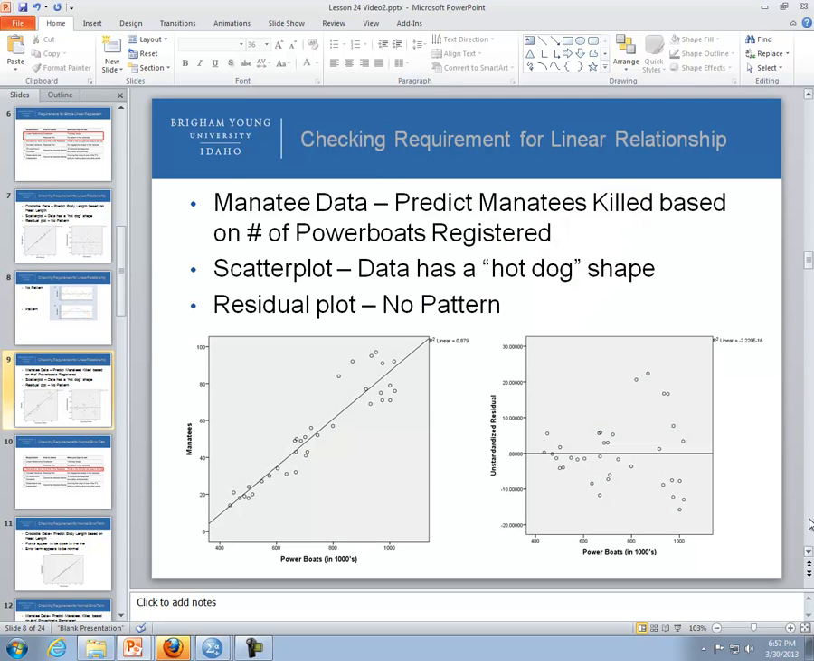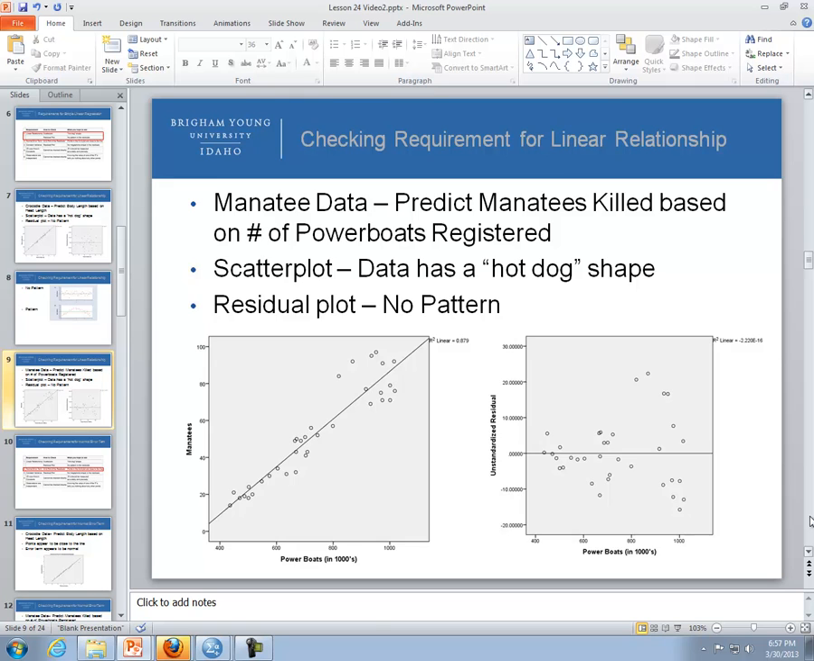Okay. So here's another example of checking the requirements, the manatee data, where we predict manatees killed based off the number of powerboats registered. The scatter plot on the left looks to have a hot dog shape, where the line represents the meat and the points represent the bun, and it looks like there is a linear relationship. It's confirmed by our residual plot here, where the x-axis is the powerboats, our explanatory variable, and the unstandardized residuals are on the y-axis. It looks like there is no pattern when we look at our residual plot.